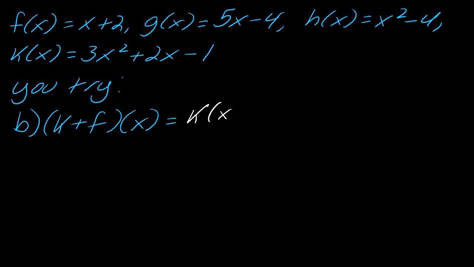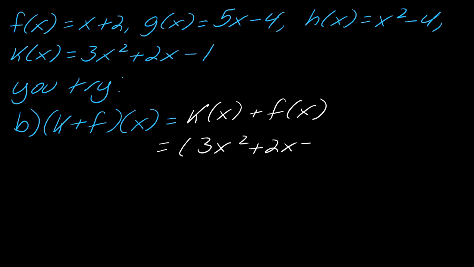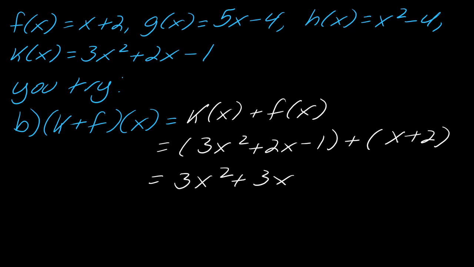So now I need to take k of x plus f of x. This will be 3x squared plus 2x minus 1 plus x plus 2. Now if I actually add these all together, I get 3x squared plus 3x plus 1. And that's all I can really do with that one. Maybe the only other thing I'd write is k plus f of x equals this. So that's what the result is.